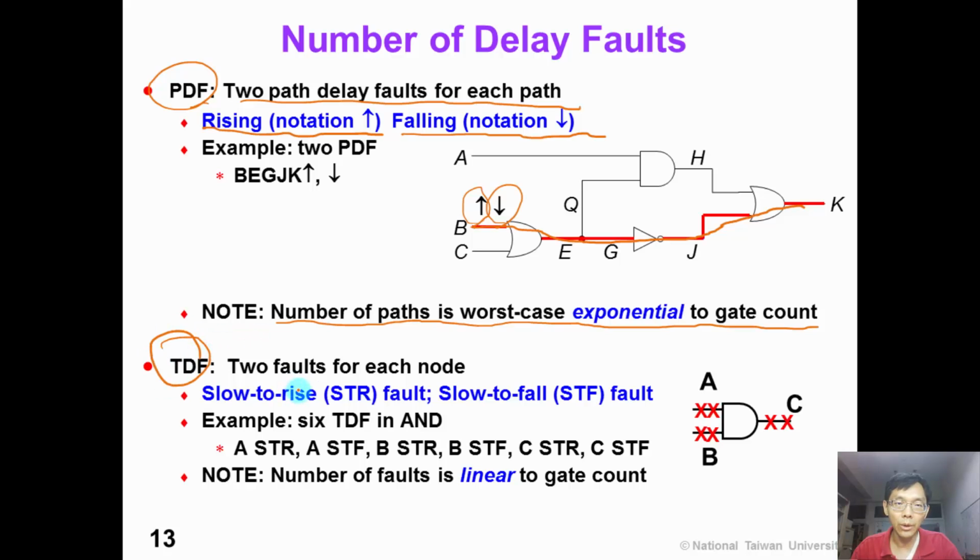For transition delay fault, there are 2 faults for each circuit node. One is slow to rise, or STR. The other one is slow to fall, or STF. For example, for this NAND gate, we have 6 faults, which are A slow to rise, A slow to fall, B slow to rise, B slow to fall, C slow to rise and C slow to fall. Please note that the number of transition delay faults is linear to the gate count.